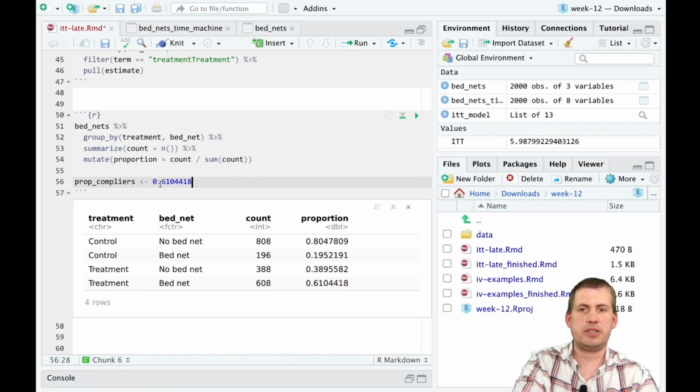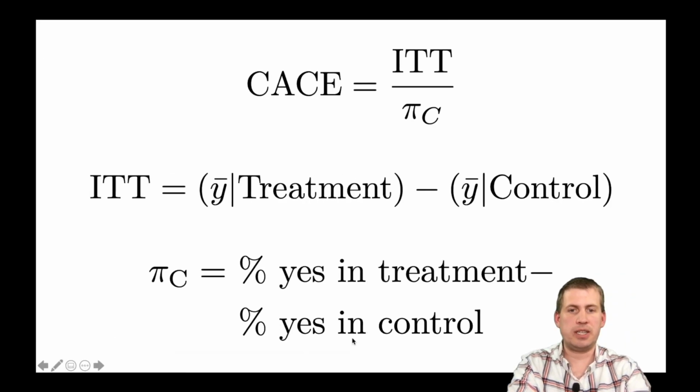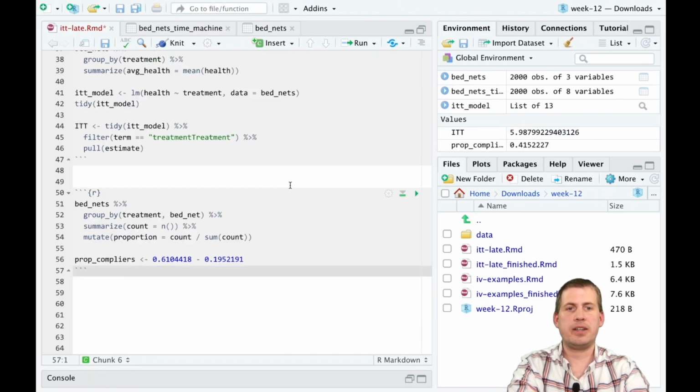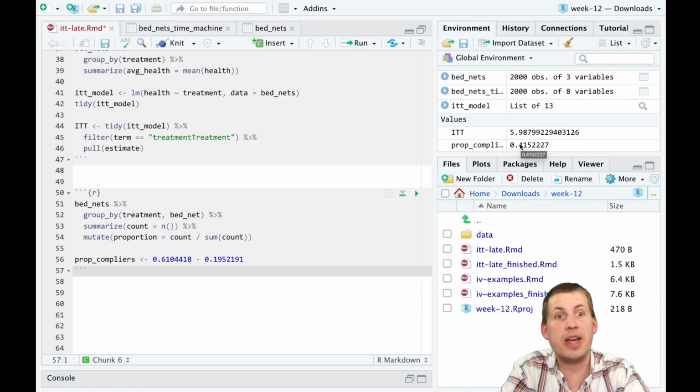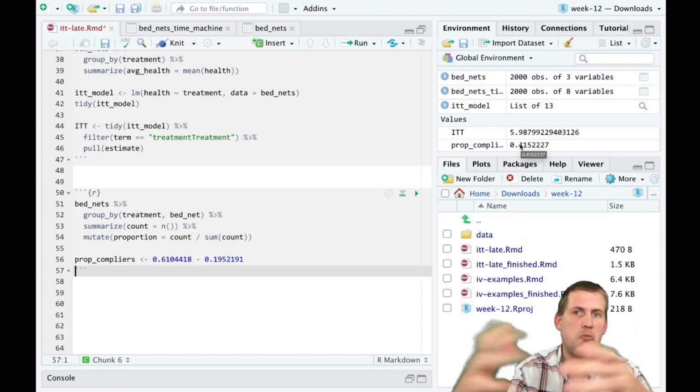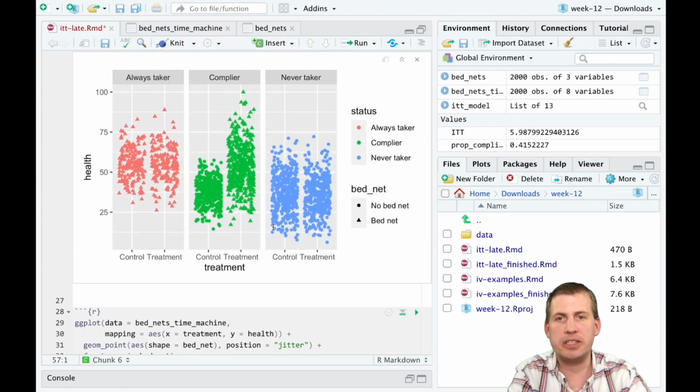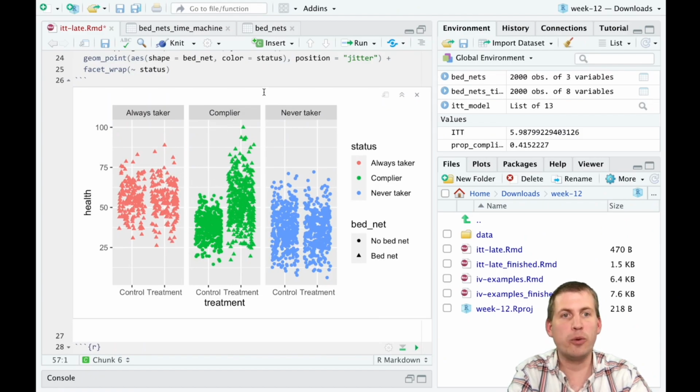So if we just copy that and paste it here, minus percent yes in control. So if we come back here and we say, here's the yes, they used BedNet in control. Here's our 19%. So that right there, if we run it, is 41%. So that is the proportion of compliers in our data set. It's not super exact. We don't know if that's perfect, but it's kind of the best estimate given that we can't read people's minds. So if we look back at this original picture here, what we're saying is that 41% of our 2,000 rows are these compliers here. And so the remaining 60% are the always takers and the never takers. And so we're just going to look at 40% of our data, and they are the compliers here. We're hoping they're the compliers.